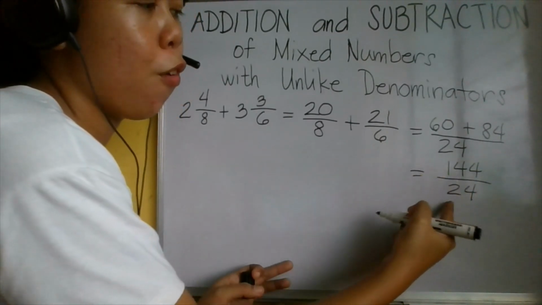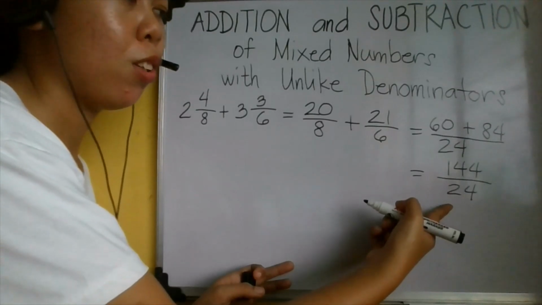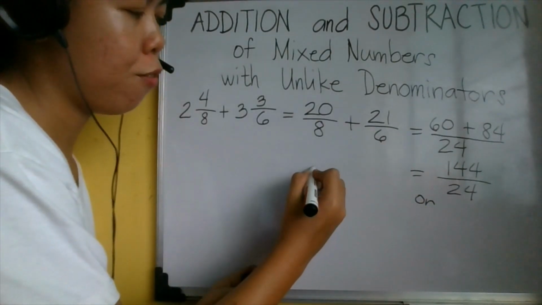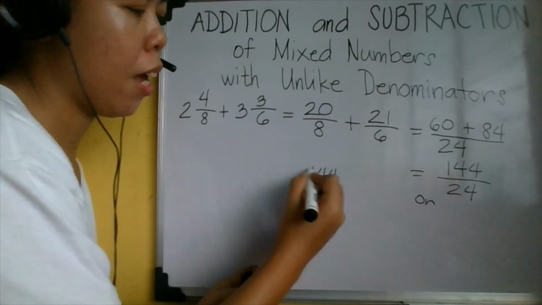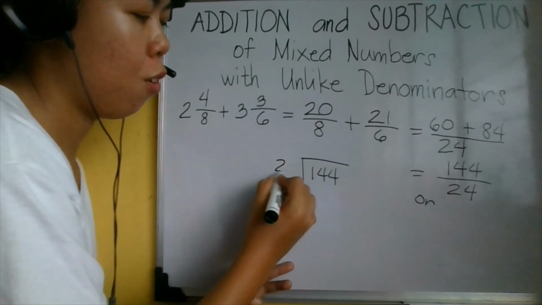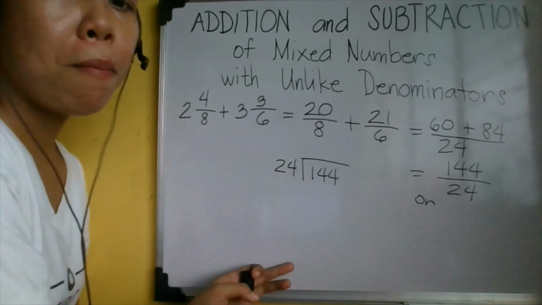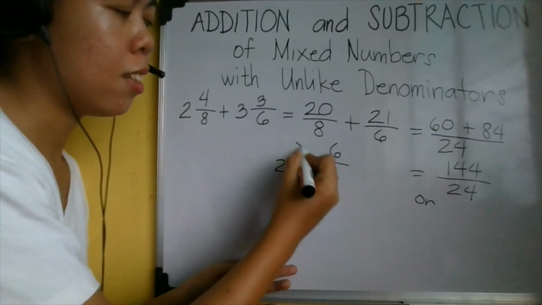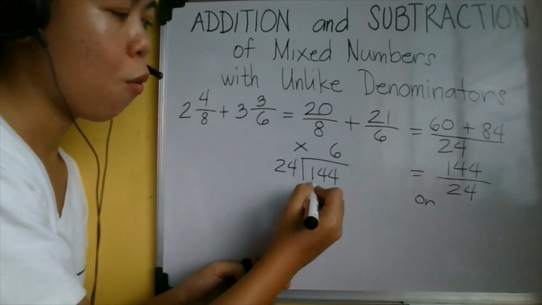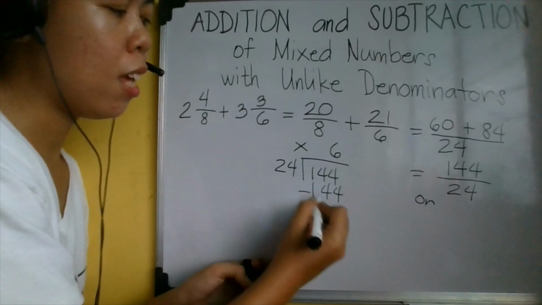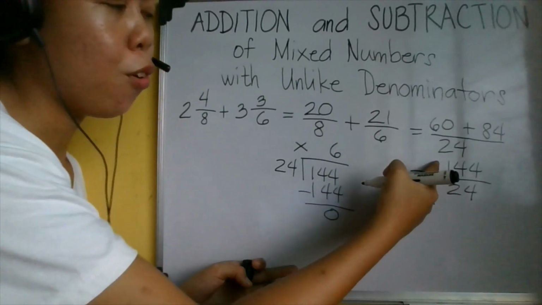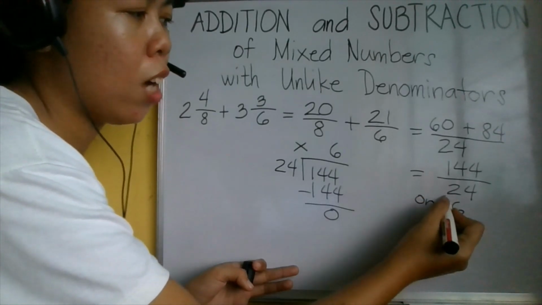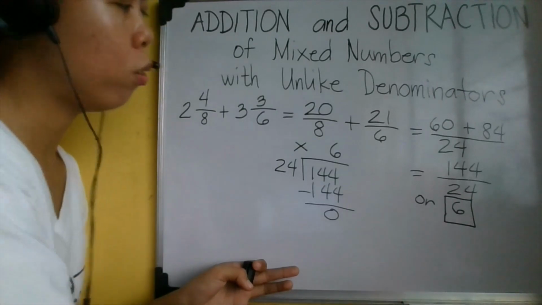Since 144 over 24 is an improper fraction, change this to mixed number. So let us divide 144 by 24. So ilang 24 meron ang 144? So we have 6. Then 6 times 24 is 144. So wala tayong remainder. Therefore, 144 divided by 24 is 6. So 6 yung ating answer. Ito ay whole number.